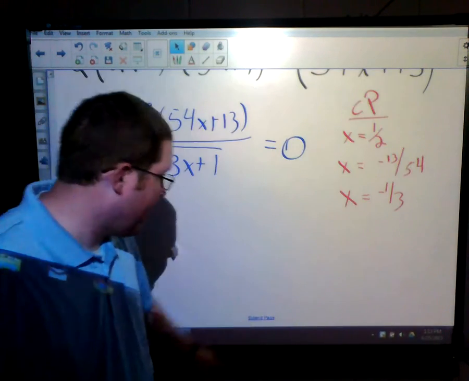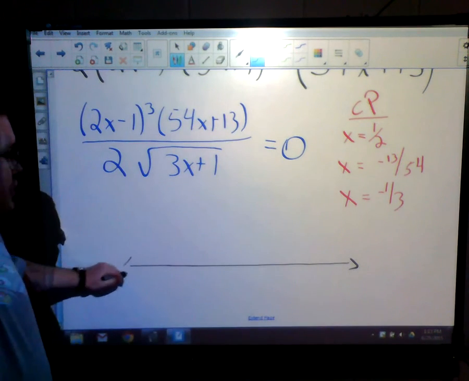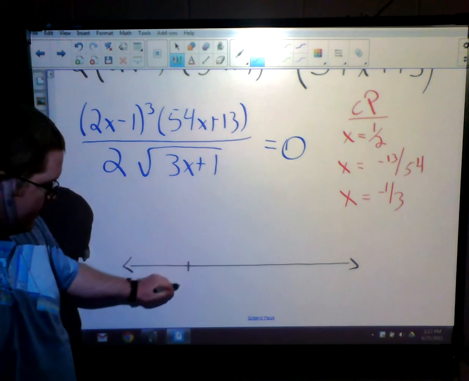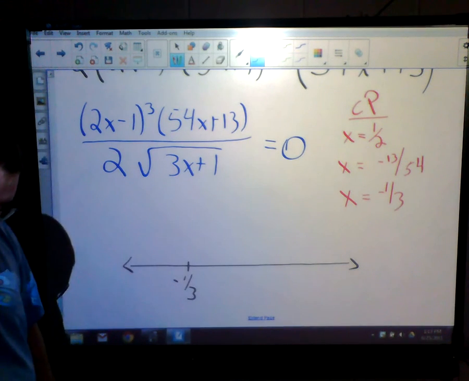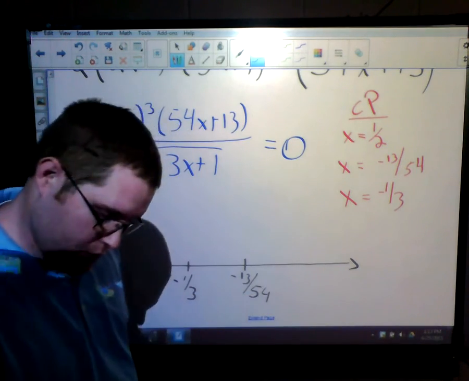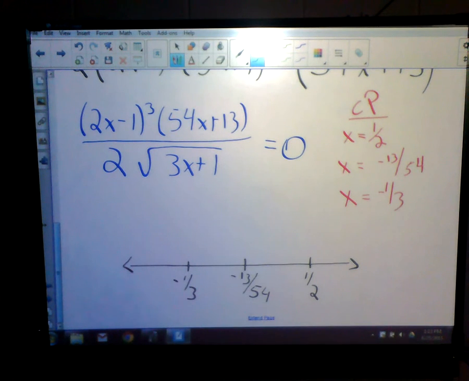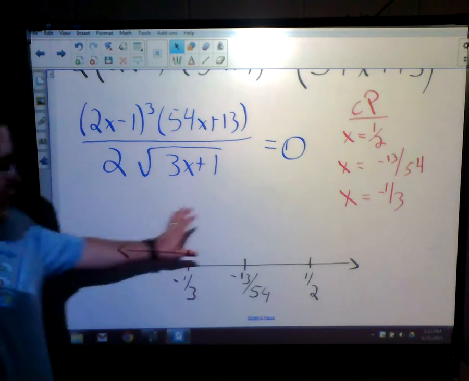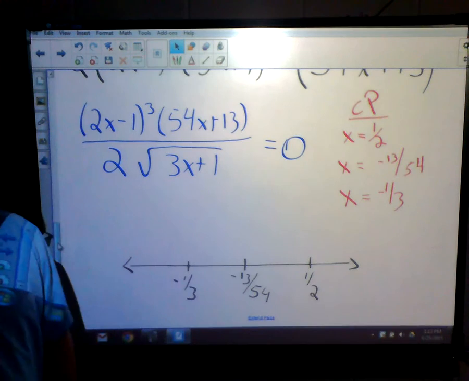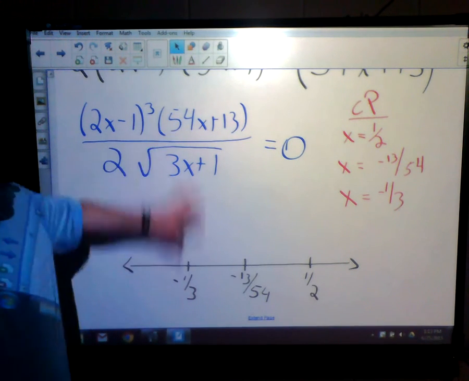So I draw a number line. The only numbers I care about are negative 1/3, negative 13 over 54, and 1/2. Now I'm going to see what happens to the slope of each of these. So I'm going to pick a number in each of these 4 intervals. I'm going to plug it into the derivative.